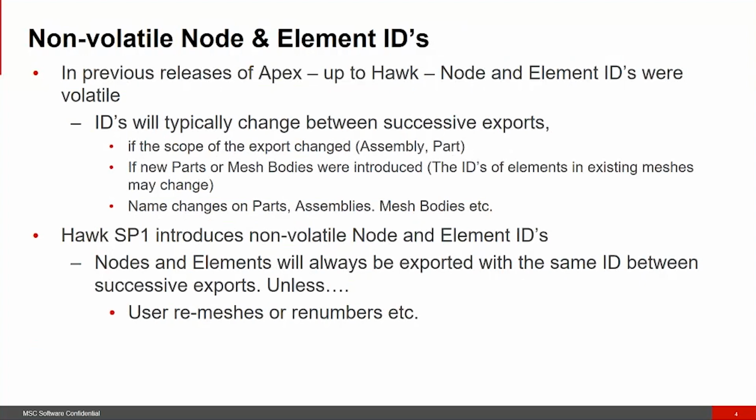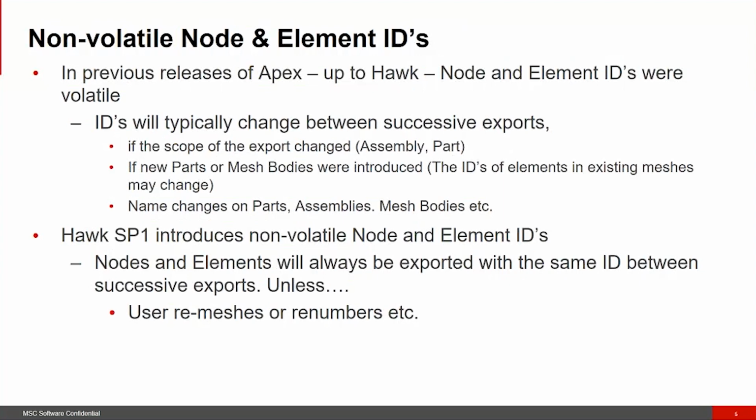And what is the definition of non-volatile node and element IDs? You may have noticed in Apex that when you create nodes and elements, it's not guaranteed they are maintained as is if you do any manipulation. If you recreate a mesh on any particular body, you're not guaranteed that the nodes and elements you previously created are maintained. They may be changed. Or if you move the parts around in the model browser by reparenting into some other assembly structure, then you are not guaranteed to get the nodes and elements that you originally created.